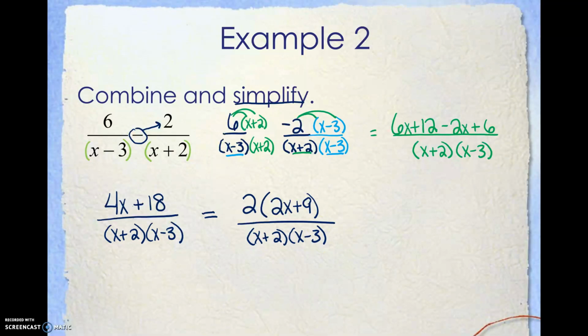Sometimes when you factor the final numerator, you end up with something in the numerator that'll cancel something in the denominator. So that's why you need to factor at the end, just to make sure there's nothing else that can be crossed off. That would be our final answer.